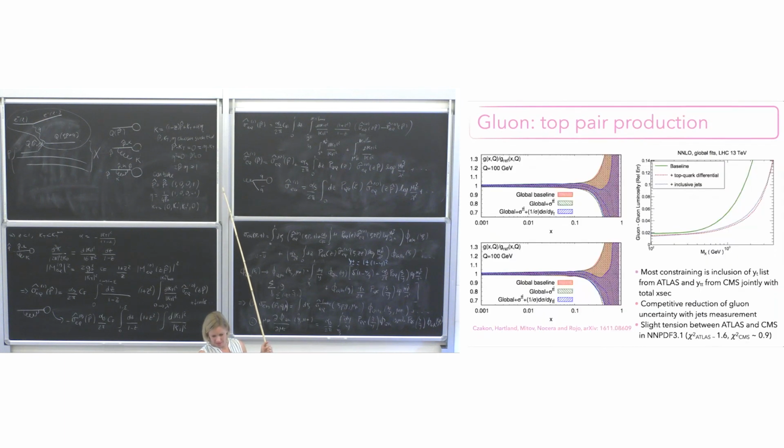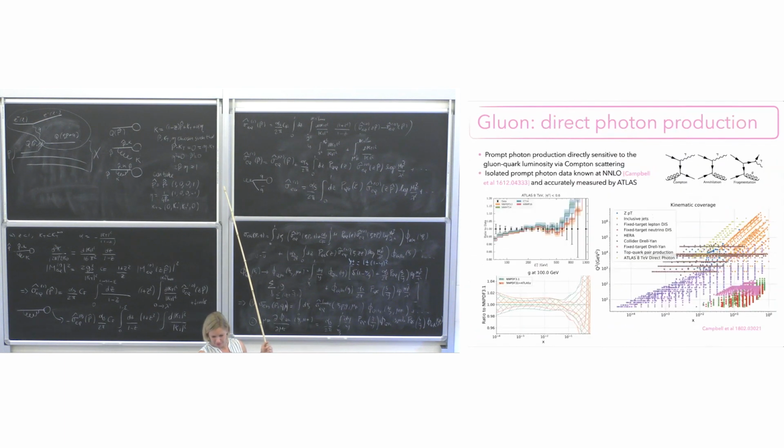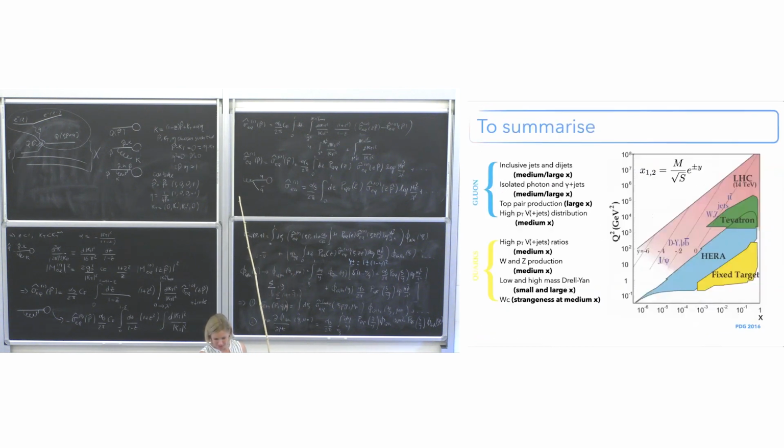Okay, that's the top. It's a similar thing. I think I am done. There are other processes like direct photon production, but I can talk to you offline if you're interested. Anyway, to summarize, we have a very large coverage from the LHC. I showed more or less where all the regions are and how all these different measurements, when we put them in the fit, constrain different regions of x for the gluon and for the quarks.